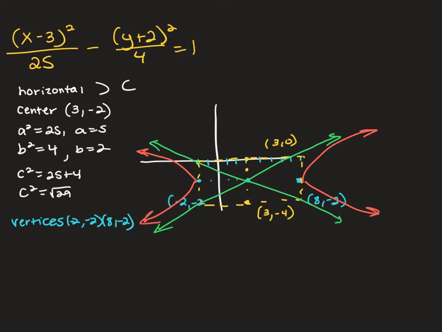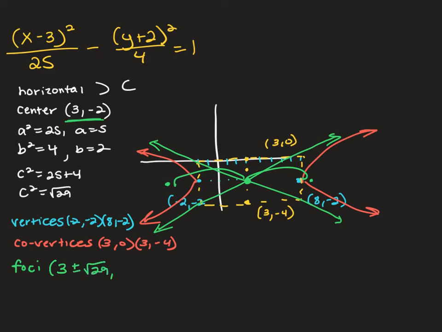So the only other thing, so we said co-vertices were 3, 0 and 3, negative 4. The only other thing we could find is the foci. Foci is on the major axis, which means I'm going to go from the center right and left root 29, which is bigger than 5 but less than 6. And if I just look at my center and I add and subtract it, this is coming to the x. So it'd be 3 plus and minus root 29, negative 2.